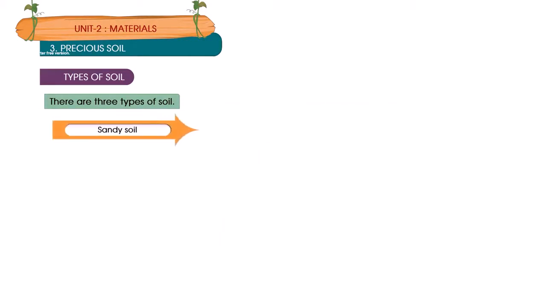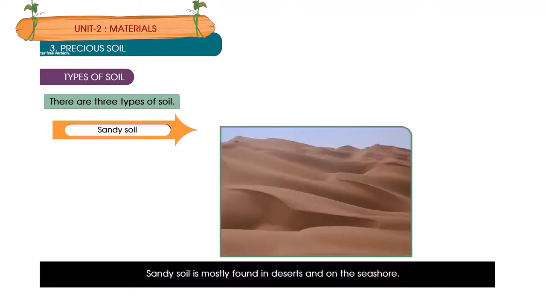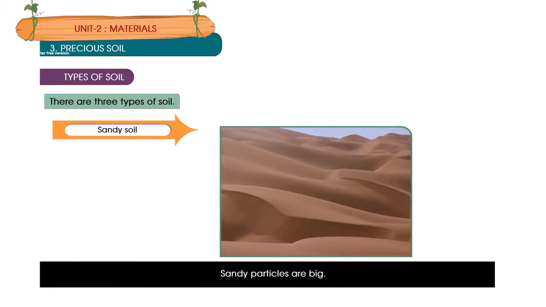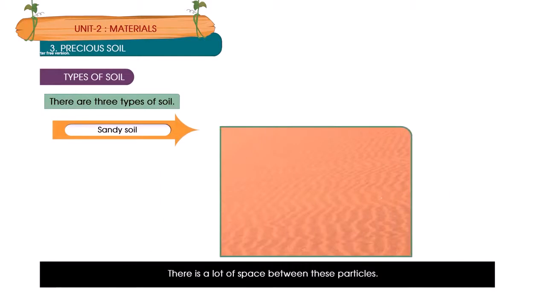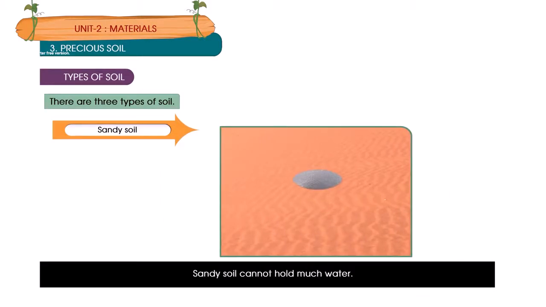2. Sandy soil. Sandy soil is mostly found in deserts and on the seashore. Sandy particles are big. There is a lot of space between these particles. Sandy soil cannot hold much water.